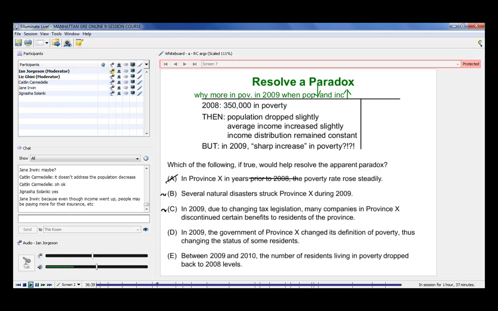Okay, let's take a look at D. In 2009, the government of province X changed its definition of poverty, thus changing the status of some residents. That's actually pretty close to what Caitlin said originally. Is this worth keeping? What do you guys think? Is D worth keeping, or is there a reason to eliminate it?